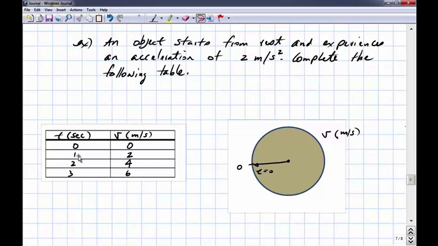1 second later, our speed will reach 2 meters per second. So again, 1 second later, our needle will be over here at 2 meters per second. And this corresponds to a time of 1 second. At a time of 2 seconds, our speed will be at a value of 4. So this is our new speedometer location. And finally, at a time of 3 seconds, our speed will be at 6 meters per second.